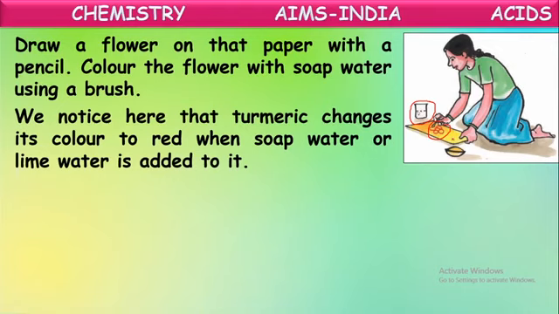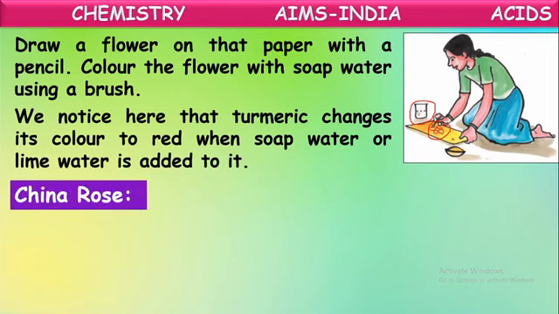Turmeric is a natural indicator which shows color change with bases. It won't show any color change with acid. Okay, next one. Chain arrows. Chain arrows is also one of the natural indicators.